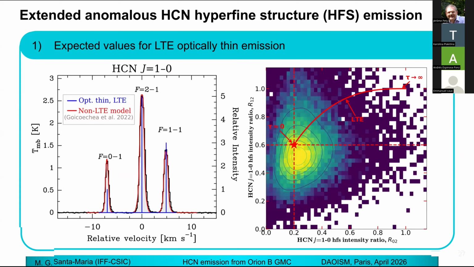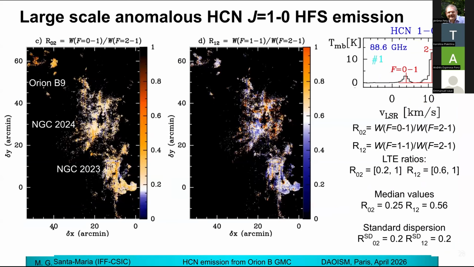However, is HCN in LTE? We compare the line intensities because if it's in LTE, the ratio should follow a relation. That is 0.2 for the ratio between the 0 and 2, so between these two, and 0.6 for the ratio between the line intensities of these two. And even if it's not optically thin, it would have to follow this curve. And what we see is that most of the points in our map lie here. This is what we call that the emission is anomalous for the HCN-120.